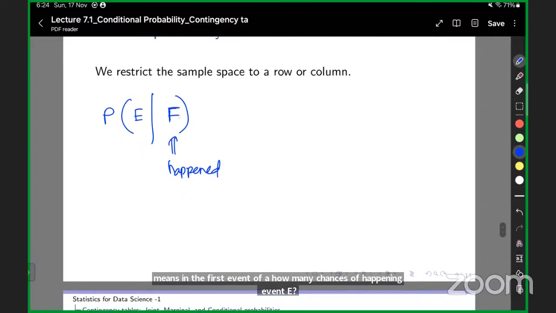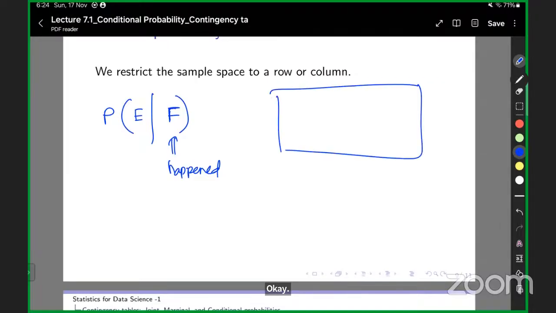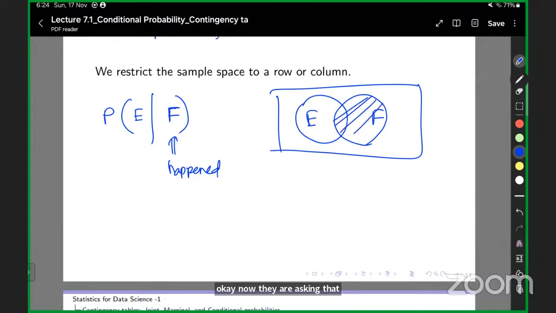So F has already happened, and here comes the picture. Let's say this is E, this is F. Now they are asking that event F has already happened, so what will be the chance that E will happen? You know that if F has happened, then there is this much portion.